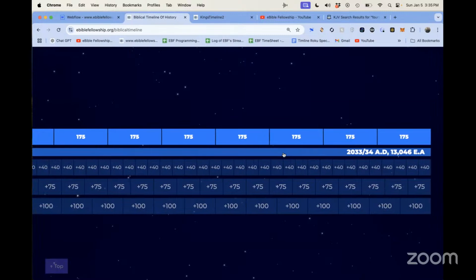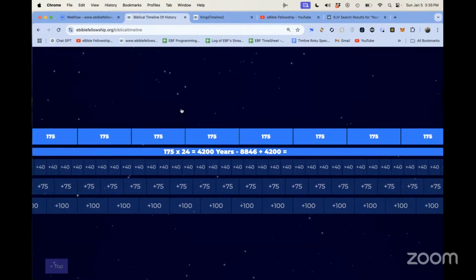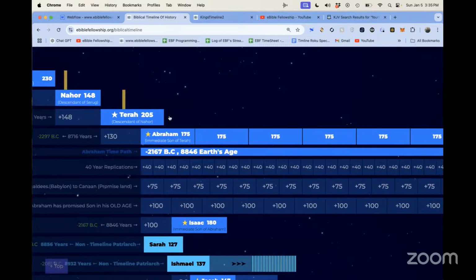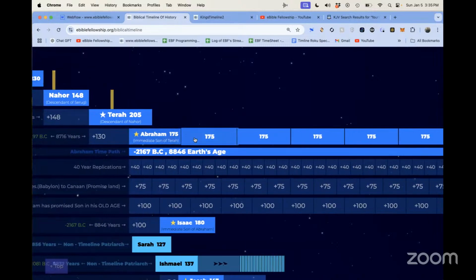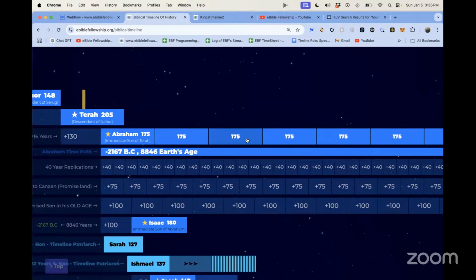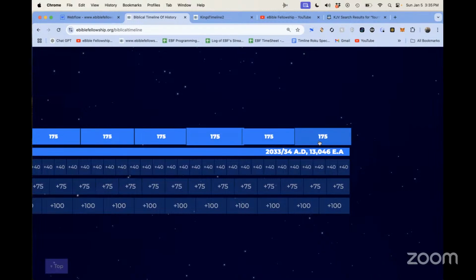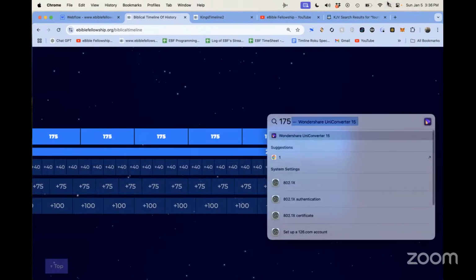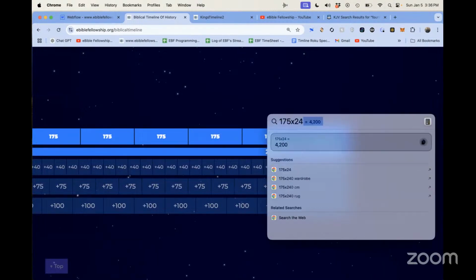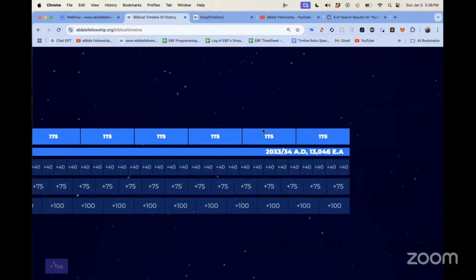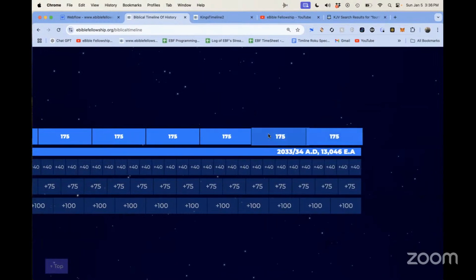However, we have more confirmation if we can do this, because what is interesting is if you take Abraham's lifespan of 175 and you replicate it 23 times, you get to 4,200 years. So 175 times 24 gets you exactly 4,200. So God is letting us know that the reason why he chose this number for Abraham, for him to live that long, is to show this proof here that he lands in 2033.